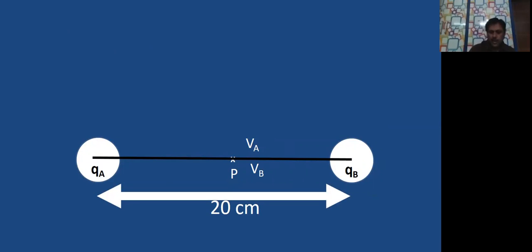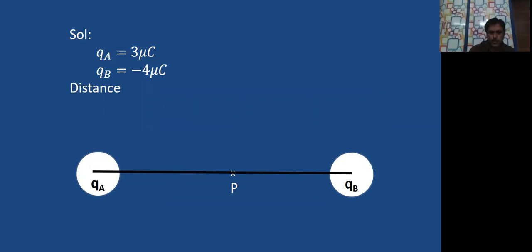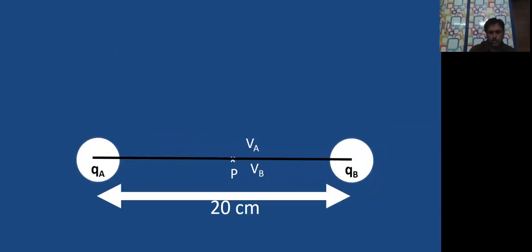For getting the answer, let us see what the solution is. Now the graphic you see: 20 centimeters total distance, midpoint is P. QA will create potential VA at this point. QB will create potential VB at this point. That means at the point P, how many potentials are getting created? 2 potentials, VA and VB.